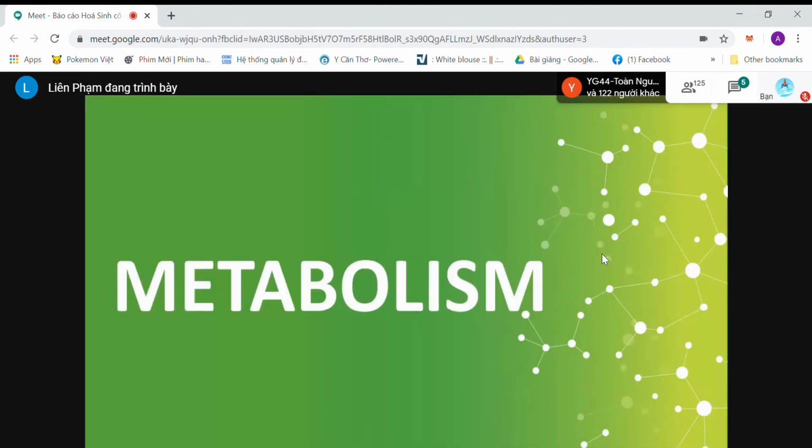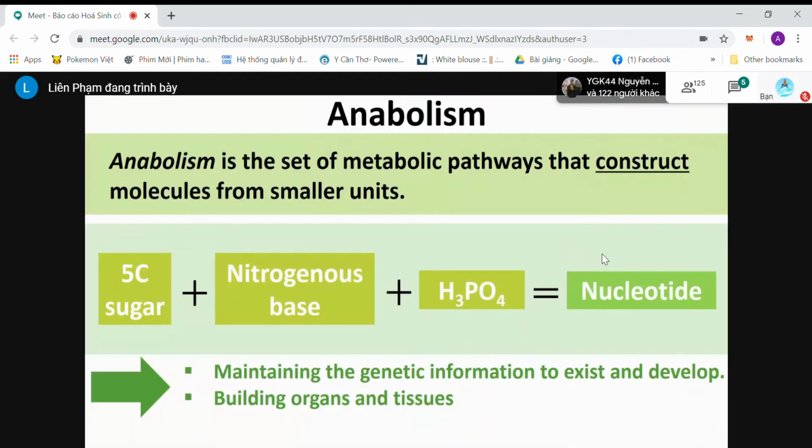I have done the introduction part. Now I would like to turn to the important parts of today. To start, I'm going to talk about nucleic acid metabolism. Metabolism has two aspects: anabolism and catabolism. First, anabolism is the set of metabolic pathways that construct molecules from smaller units. It is the building up aspect of metabolism, whereas catabolism is the breaking down aspect. Anabolism is usually synonymous with biosynthesis.